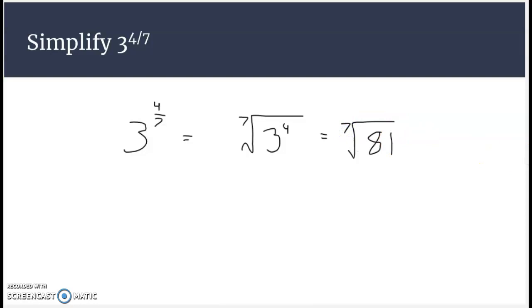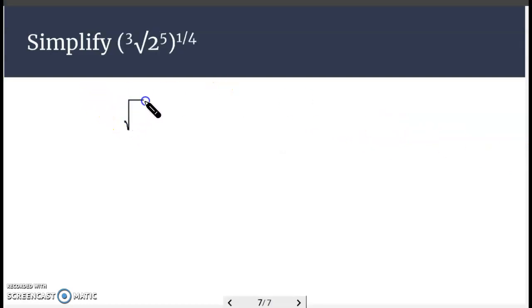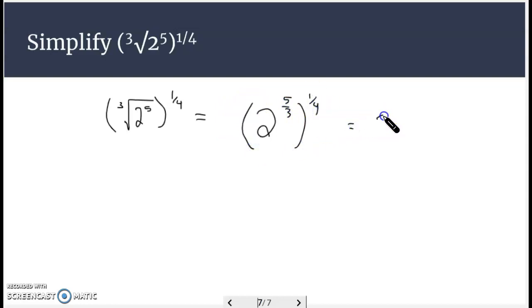Then finally, here we have the third root of 2 to the 5th, all of that being raised to the 1/4. We're going to convert the radical back to fraction notation, giving us 2 to the power of 5/3, and that is power of a power being raised to the 1/4. We're going to multiply the fractions to get 2 to the power of 5/12.